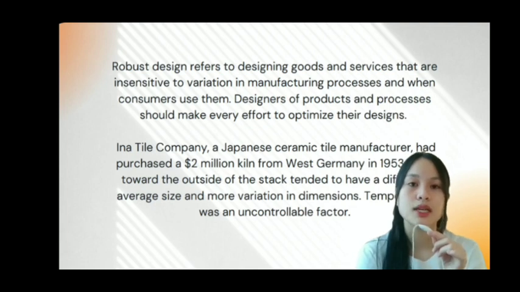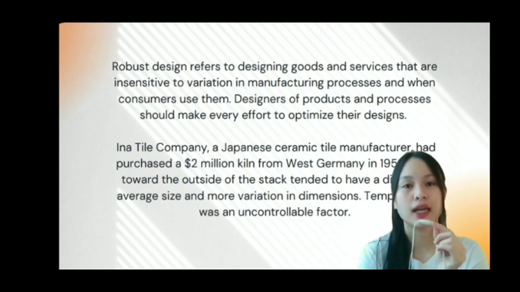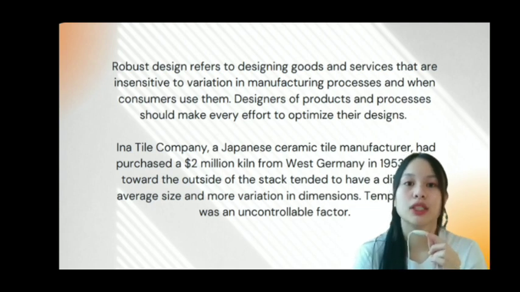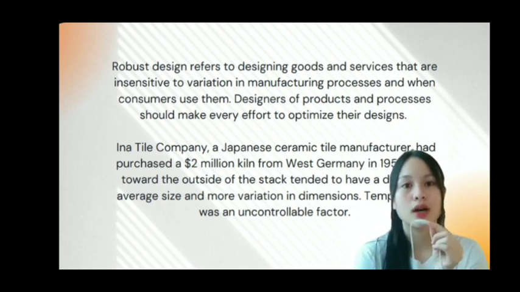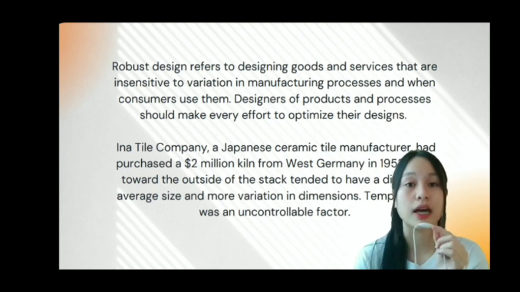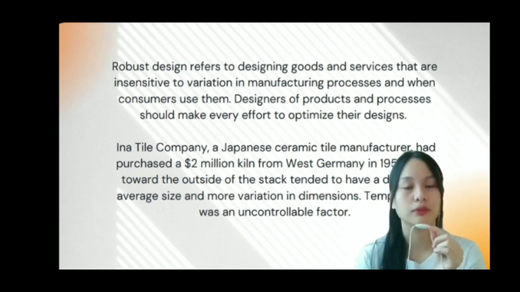Example natin dyan ay ang Ina Tile Company, isa itong Japanese ceramic tile manufacturer na nag-purchase a $2 million kiln. Ano siya? Para siyang chamber of a huge oven. Ganun, from West Germany in 1953. So, outside of the stock, si tiles had a different average size and more variation in dimension. The temperature was uncontrollable variable.